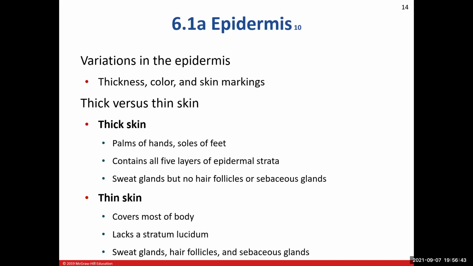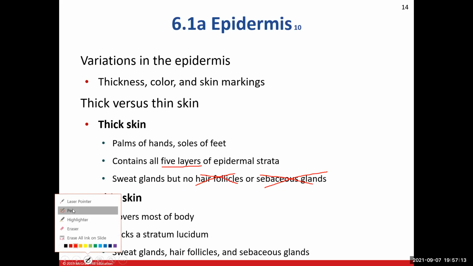So I already talked about thick versus thin skin. Just to review, thick skin is found on the palms of the hands and the soles of the feet. You will see all 5 layers of the epidermal strata present there. But, interestingly, we will see sweat glands, but no hair follicles, and therefore we won't see sebaceous glands. So no hair follicles or sebaceous glands.